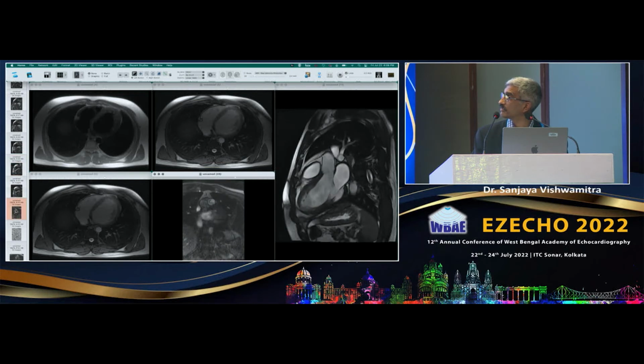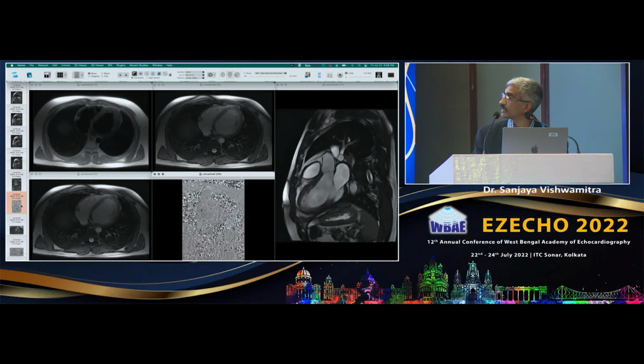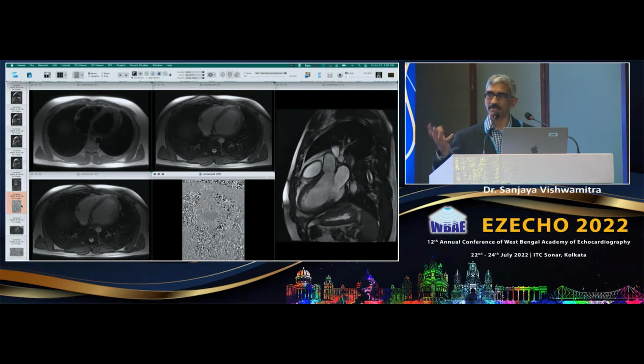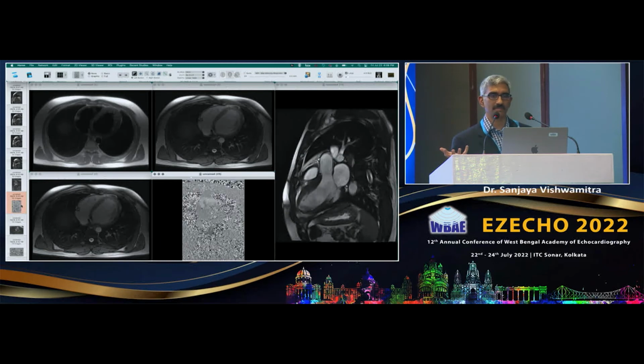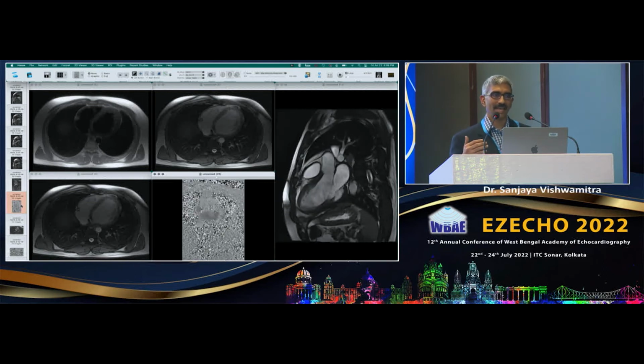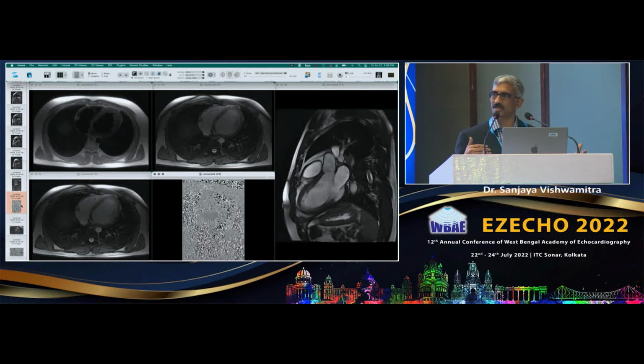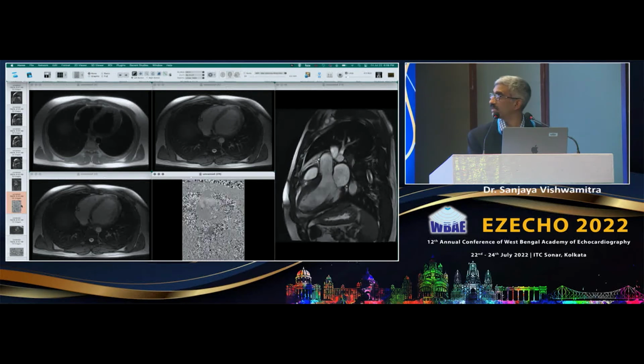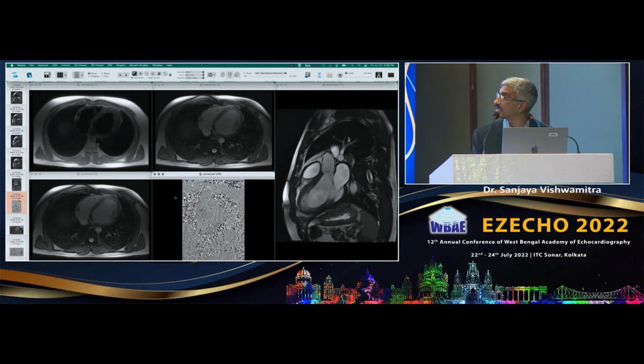So these are just the outflow tract views, and this is the phase contrast views that we do to look for flow. And as I mentioned to you, the advantage of cardiac MR is that we can measure flow by volumetric analysis using the modified Simpson's method. And we can also use cardiac MR to look for flow across the aortic valve and thereby deduce the actual amount of regurgitation or any multivalve disease that we have.